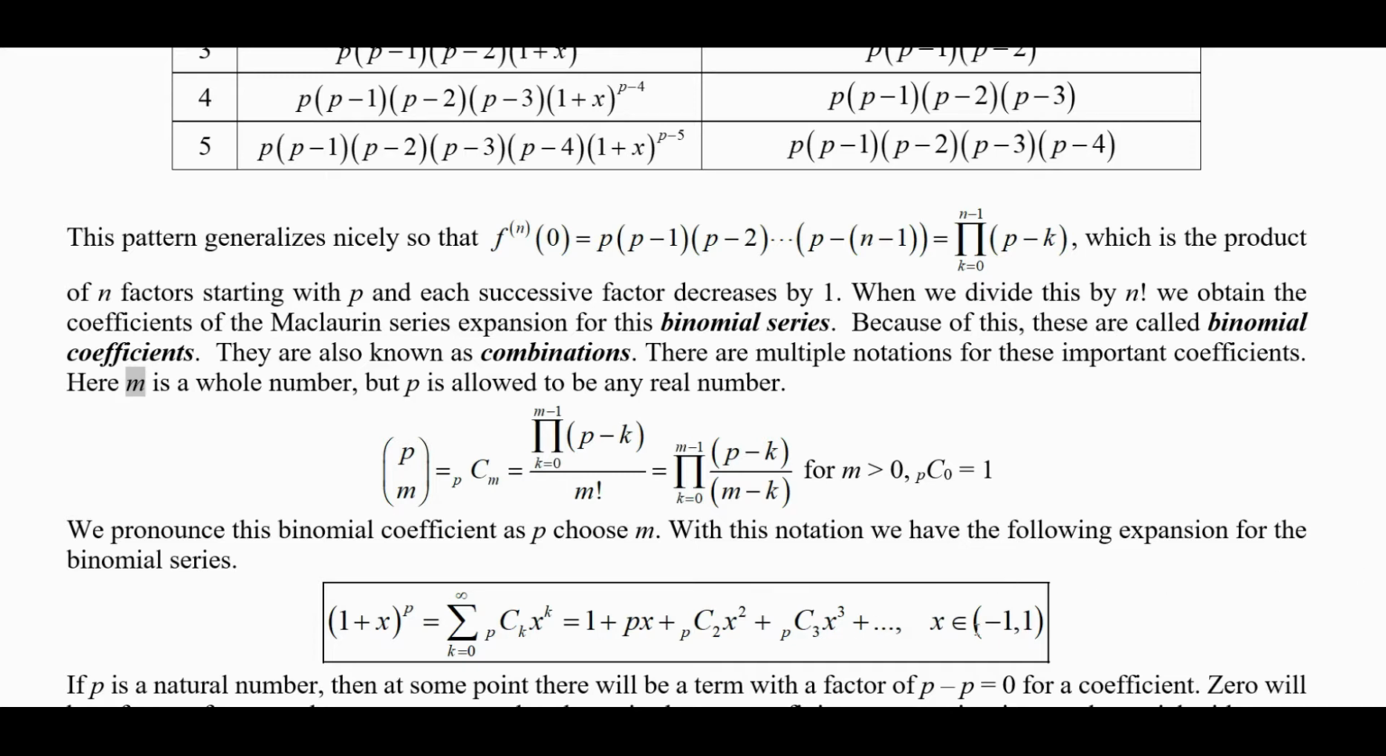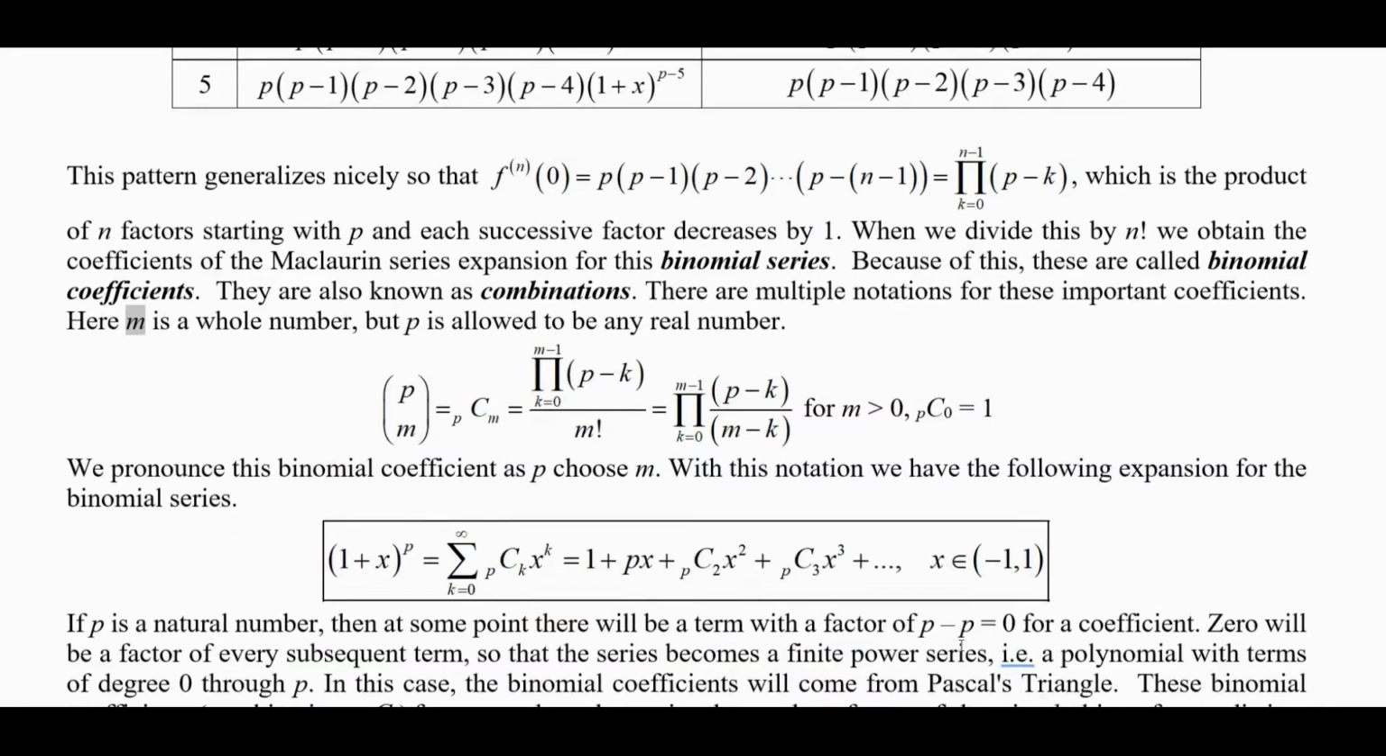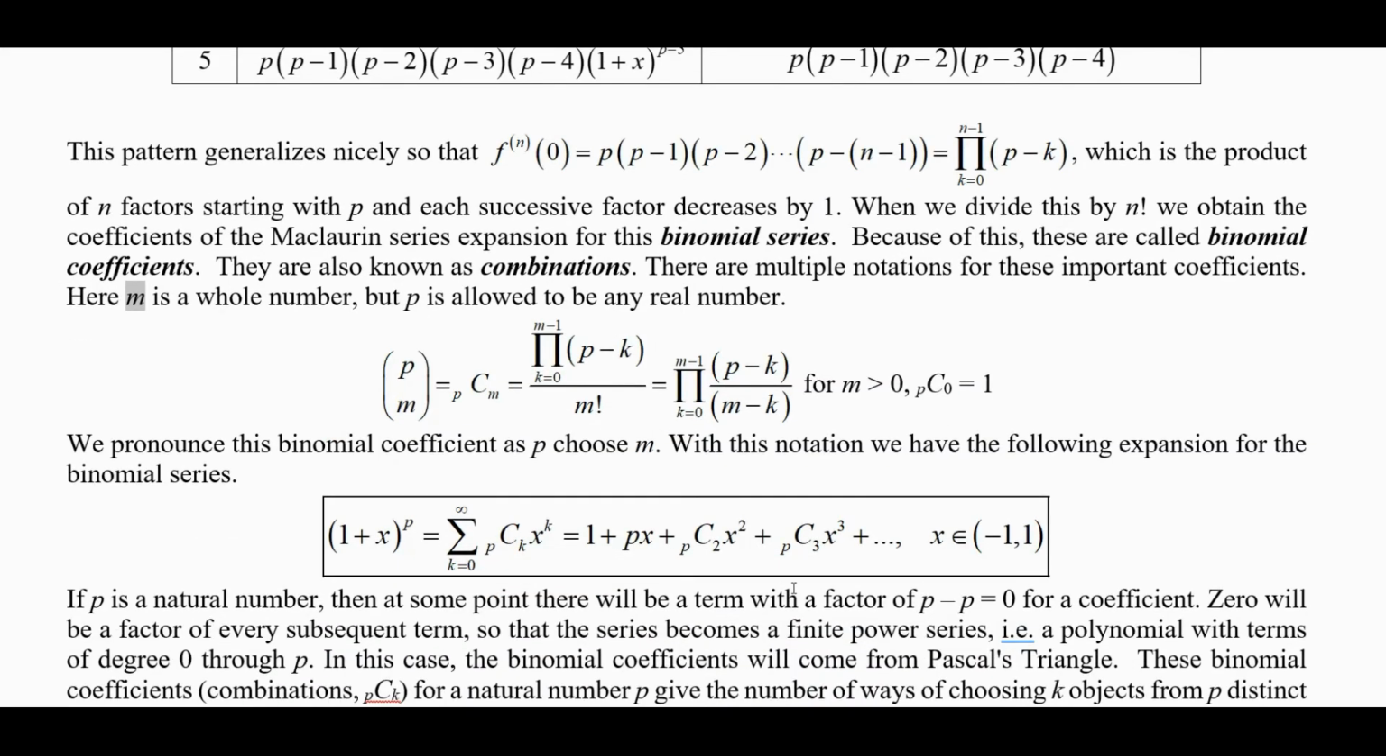Okay, and we get a 6th-degree polynomial, which is, of course, what you'd expect. But if p is something that's not a natural number, like p is a 1/2 power or something like that, then you're never going to get one of these to be 0, and this thing is going to go on forever, giving us an infinite series, a binomial series.